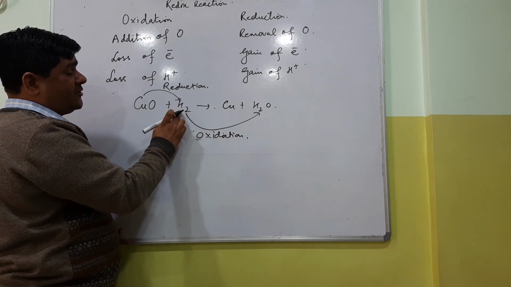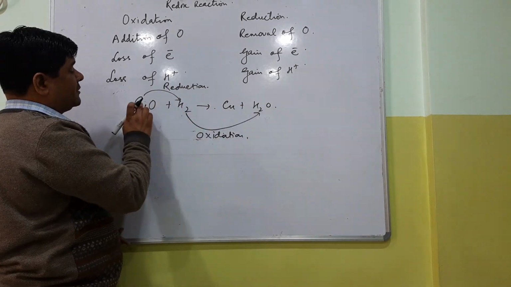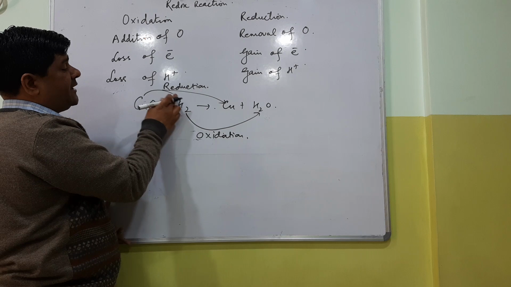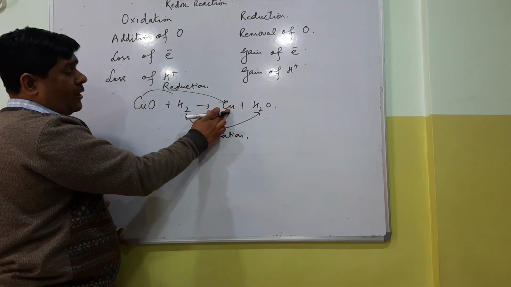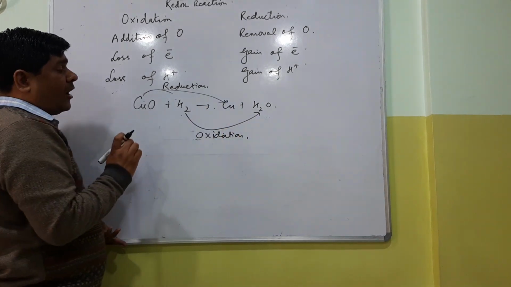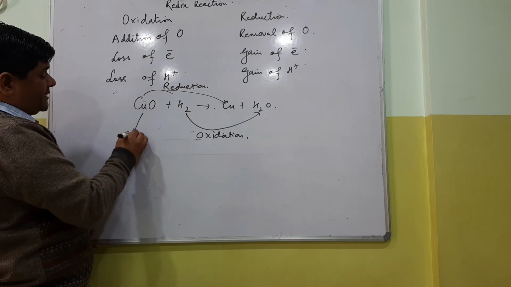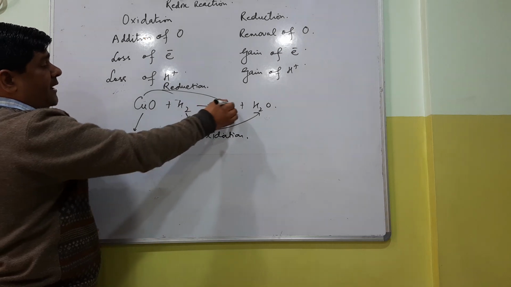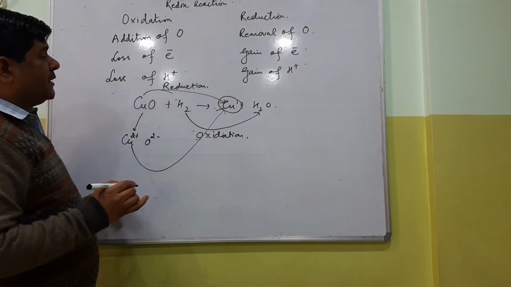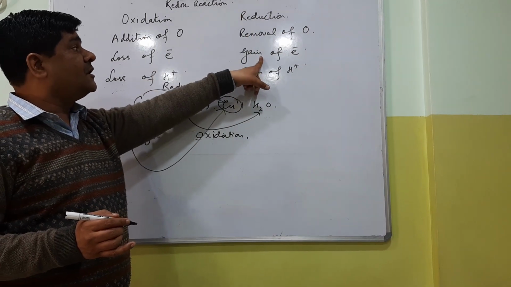It means here copper oxide is reduced to copper and hydrogen is oxidized to water, because here loss of oxygen takes place. So reduction of copper oxide to copper, and gaining of oxygen by hydrogen is known as oxidation. Another thing, if you see, we can write copper like this: copper ions and oxide ions, and here it is neutral atom. It means copper is gaining electrons. Gain of electron is nothing but reduction. Gaining of electron is called reduction.